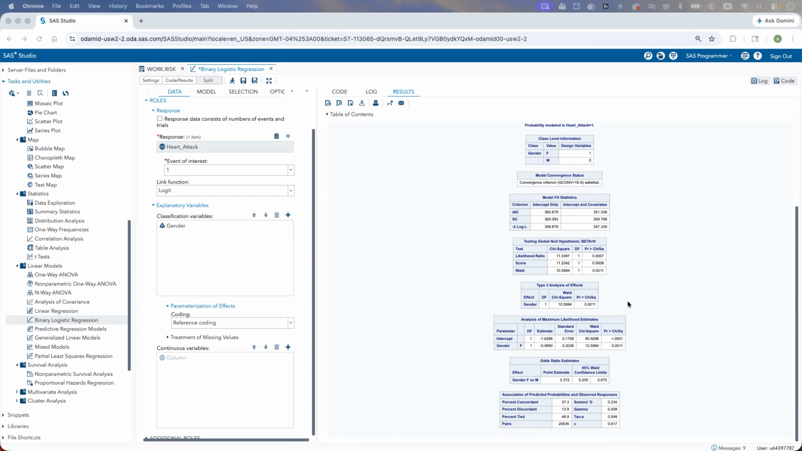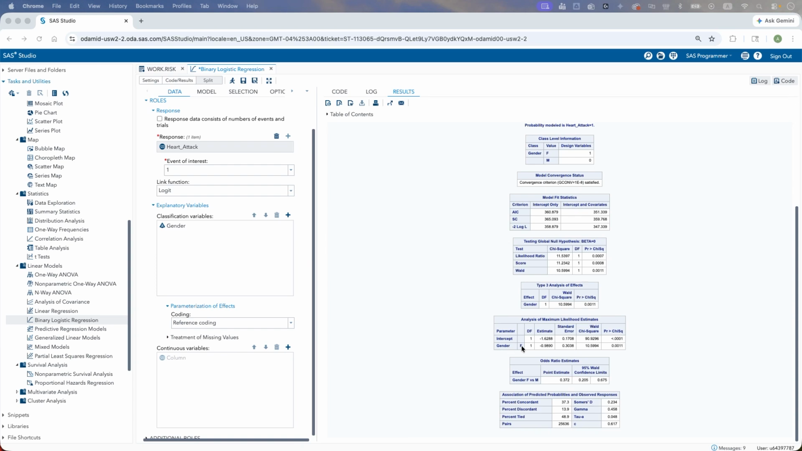Then how many predictors do we have? We have only one, which is the gender. If you look at the gender, we have 1 degree of freedom. This is the Wald chi-square, which is exactly the same as this one. The p-value is significant. So the gender as a whole is significant. Then we break it down into the equation. So here the equation comes, and the gender again is significant.